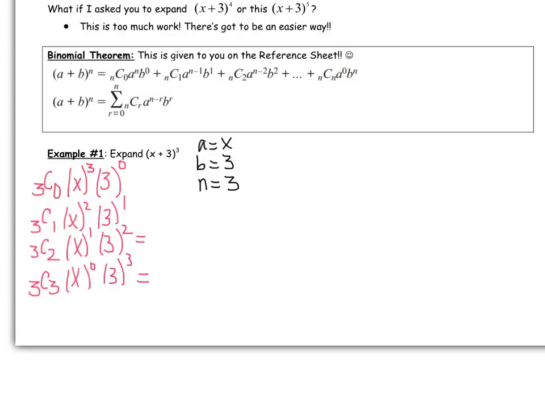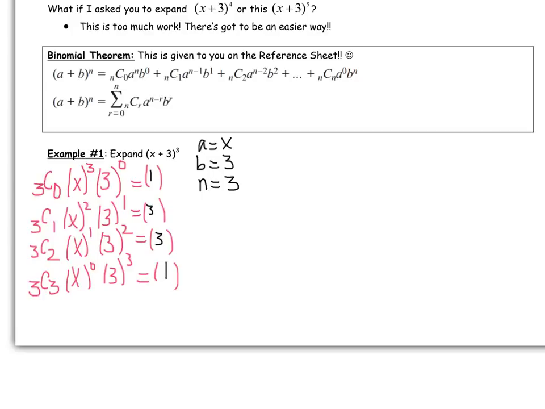So now what we're going to do is simplify these terms and put it all together. In the calculator, I would like you all to find 3C0, 3C1, 3C2, and 3C3, and I'd like you to put them here. We're going to do the first part of each one. Pause the video until you've done so. Okay, you should be getting 1, 3, 3, 1.